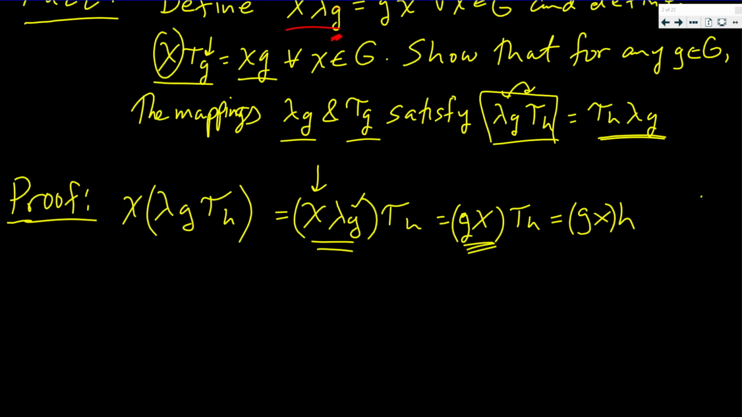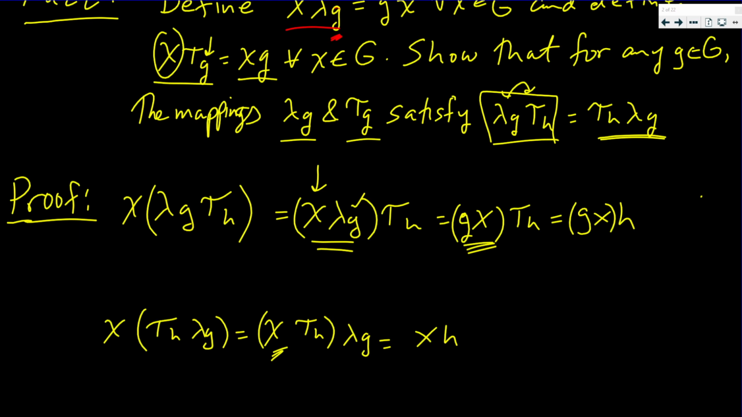Now, what you can do is you can now take x and see what this mapping does to it. So first, we'll map x via tau sub h. And what tau does to this is it multiplies on the right by h. And then lambda sub g comes into play. It takes whatever that is, multiplies it on the left by g.